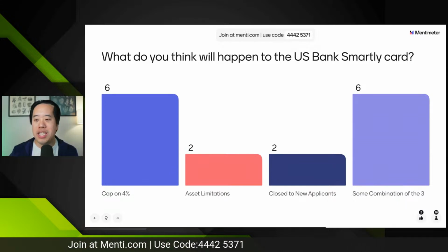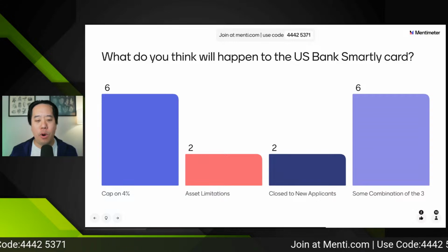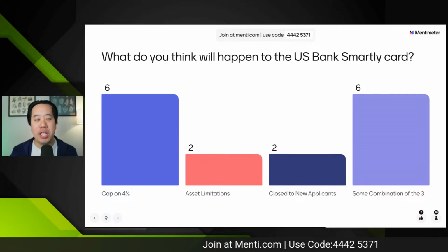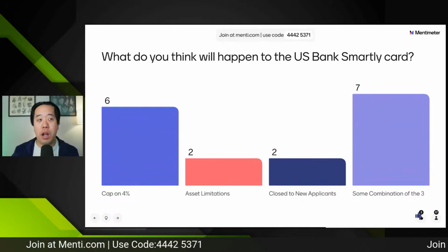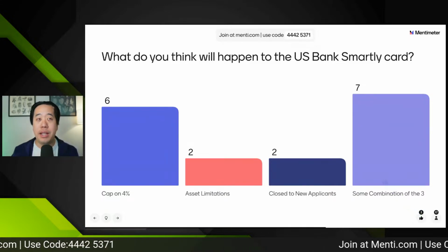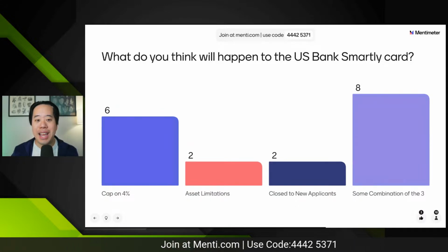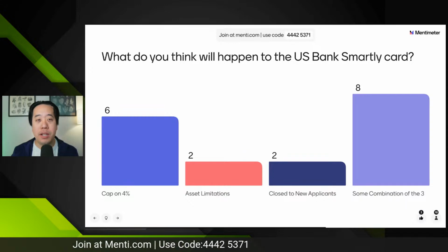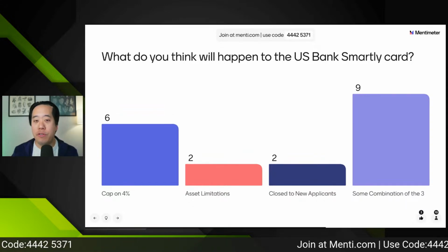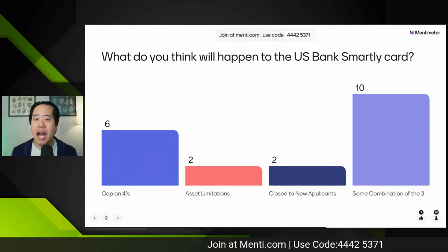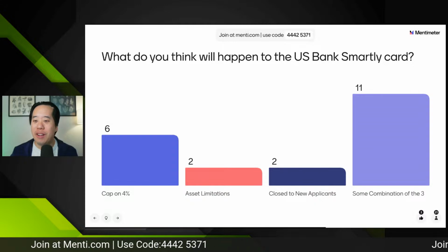But it looks like the way it's shaping out for a lot of you guys is that the cap on the 4% is the most likely change that you think is going to happen, which I would agree with. I think that's something that has been part of their problem. I think they do want to offer a card that is a game changer in the industry, which, by the way, the Smartly card, as it stands, is a game changer card in the industry because it is 4% unlimited for any purchase. And that's an unheard of situation. We all knew it wasn't going to last. I thought it would last more than 12 months at the very least, but apparently it's not. And so we're going to have to see what happens there.